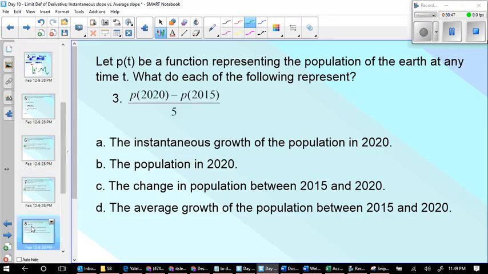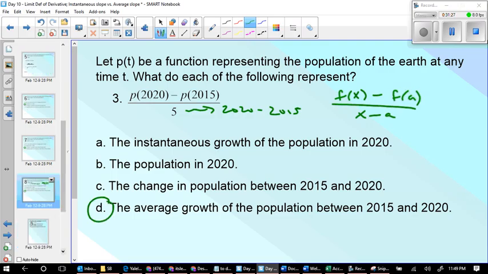What about this one? P of 2020 minus P of 2015, over 5. Where does that over 5 come from? Well, I could rewrite that 5 as 2020 minus 2015. So this is really just f of one x minus f of some other x over the two x's subtracted. There's no limit here, so this is just my slope equation. This is my average slope between two points, so that's my average growth of the population between 2015 and 2020.